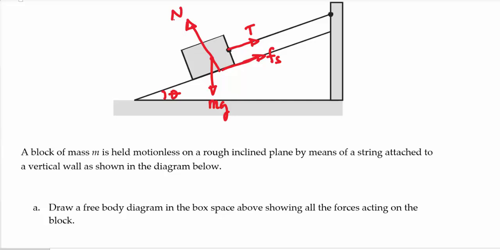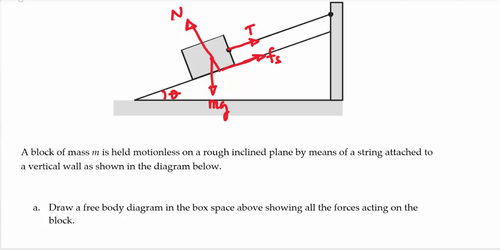Now, I happen to have looked over a couple of your solutions, and you made a couple of mistakes that I want to rectify here. Now, take note of the following. Weight is the gravitational pull of the Earth on any object on Earth, and it always acts vertically downward. It doesn't matter the surface on which the object is placed. The weight is always vertically downwards.